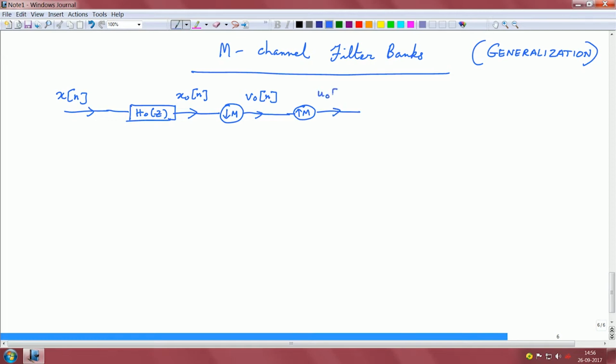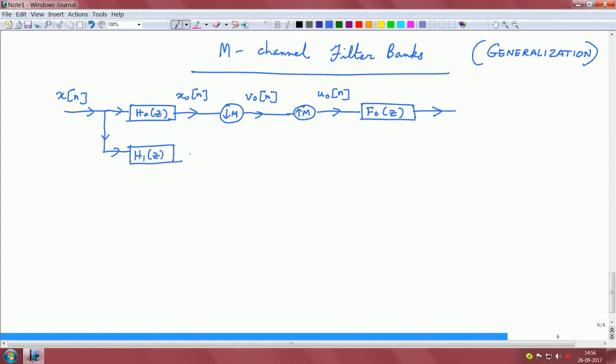The interim signal is u naught of n post the upsampler, followed by filtering through the synthesis filter f naught of z. So, this is one branch. So, you can imagine m such branches. So, we do this similarly.